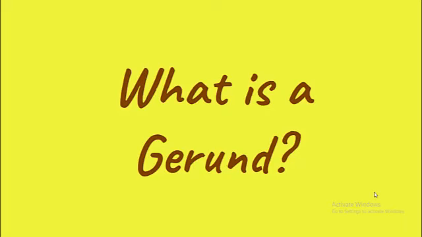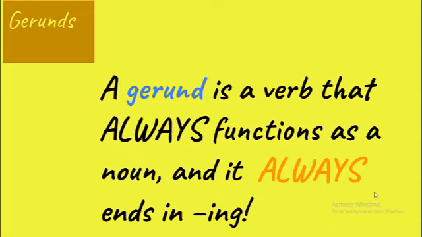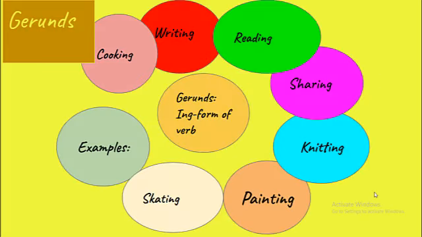Here we have a direct question. What is a gerund? Let's start with the gerund first. A gerund is a verb that always functions as a noun, and it always ends in ing. Here we have some more examples. We can see here cooking, writing, reading, sharing, knitting, painting, skating. These are all the examples of the gerunds.